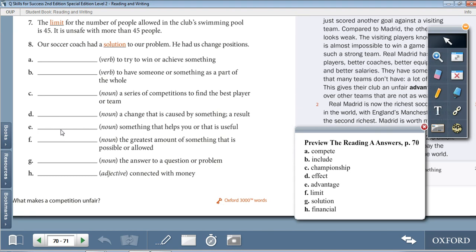E. Advantage, noun: something that helps you or that is useful. F. Limit, noun: the greatest amount of something that is possible or allowed. G. Solution, noun: the answer to a question or problem. And H. Financial, adjective: connected with money.